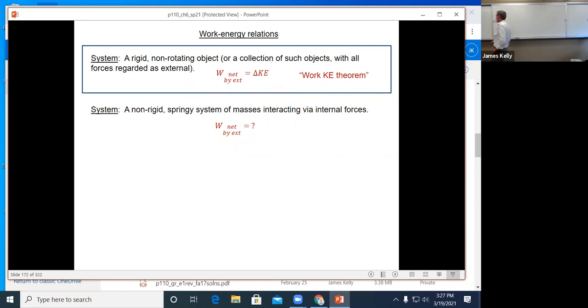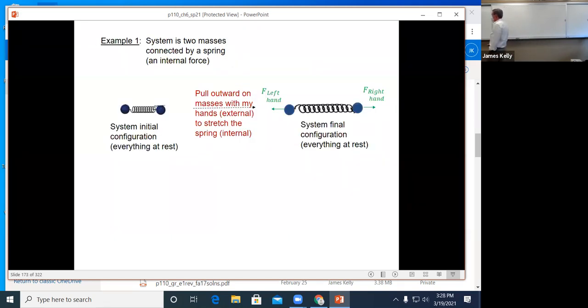We have to be very careful to say what's internal and what's external. And we want to figure out what belongs on the other side of this equation. So let's go back to that system where I was just demonstrating pulling the two masses apart with the spring connecting them. And I'm going to think of this as my system and the spring as an internal force. And so the only external forces that were being applied were the forces from my hands as it was stretched out.